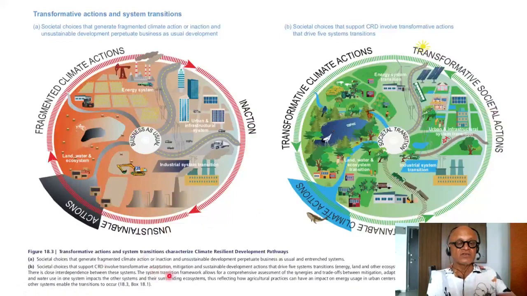So just to read it off, societal choices that support climate resilient development involve transformative adaptation, mitigation and sustainable development actions that drive 5 systems transitions: energy, land and other ecosystems, urban and infrastructure, industrial and societal. There is close interdependence between these systems, of course. The system transition framework allows for a comprehensive assessment of the synergies and trade-offs between mitigation, adaptation and sustainable development. For example, land and water use in one system impacts the other systems and their surrounding ecosystems, thus reflecting how agricultural practices can have an impact on energy usage in urban centers. Finally, societal system transitions within each of the other systems enable transitions to occur.